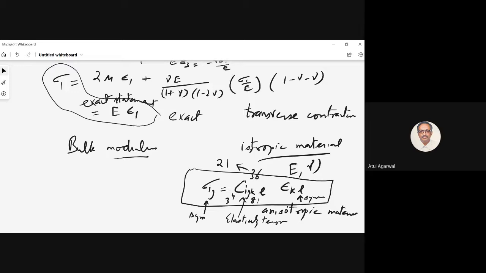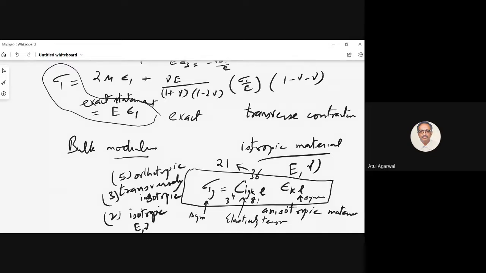Suppose the material is orthotropic. There are certain conditions, orthotropic. You Google it out. Transversely isotropic, so this is reduced to 5, and for fully isotropic, you will realize that there are only two independent terms, which you can say are E and nu, which we have already used. So they can describe stress strain relations for an elastic material.